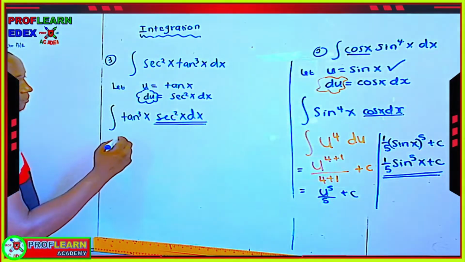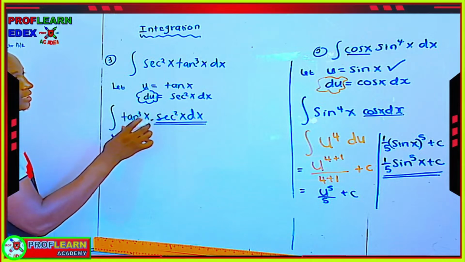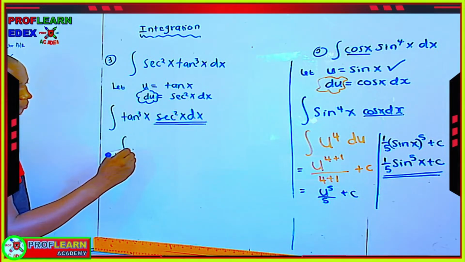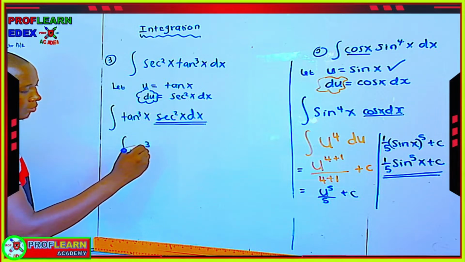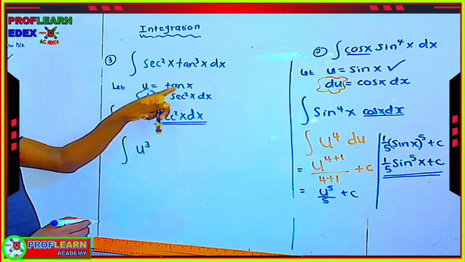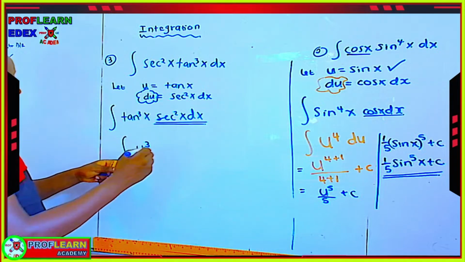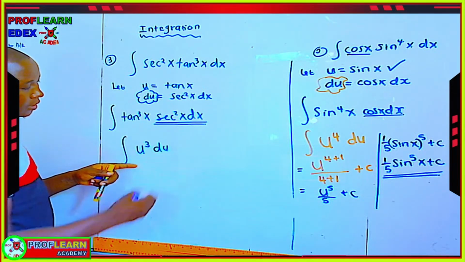So meaning that we can write this integral in terms of u. So it will be the integral of u raised to power 3, because u was tan x. So this means tan x raised to power 3. And then this will be du.